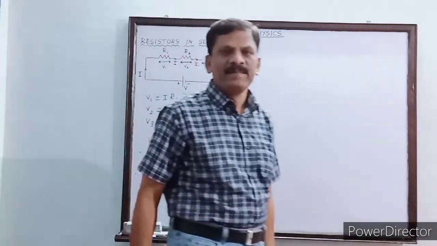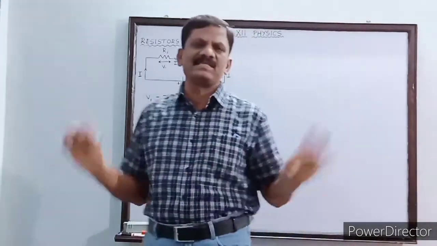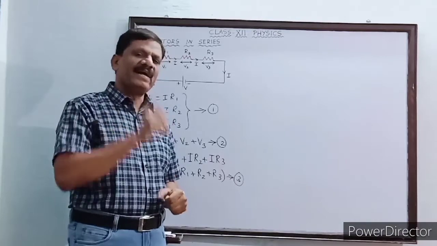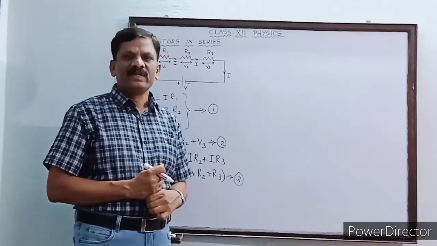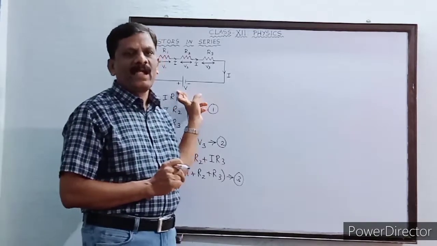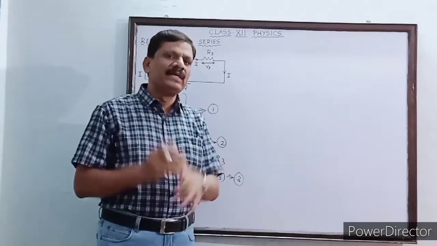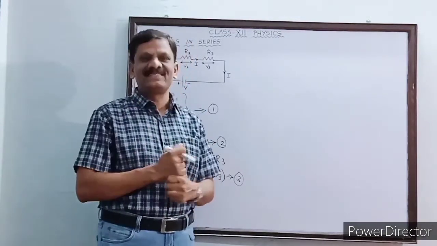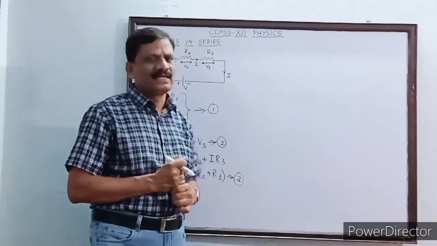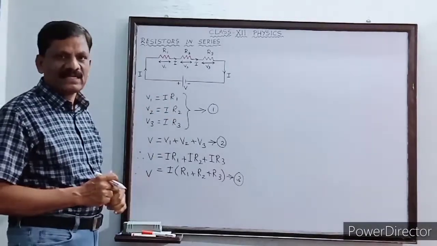Have you all understood? Okay, now I am going to replace all the three resistors by a single resistor which produces the same effect as that of the three. That means, for the given potential difference V volt and for the given current I flowing through the circuit, what will be the value of the effective resistance? What will be the value of the single resistance? That is also called what? Equivalent resistance. So for that, I am going to draw another circuit.